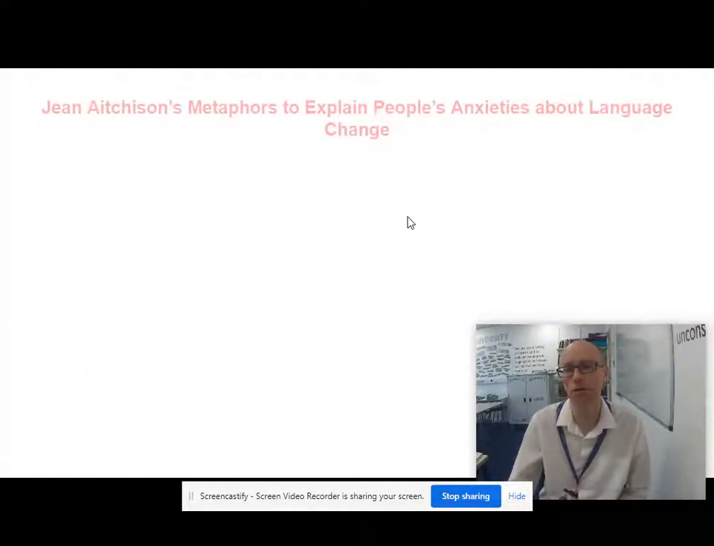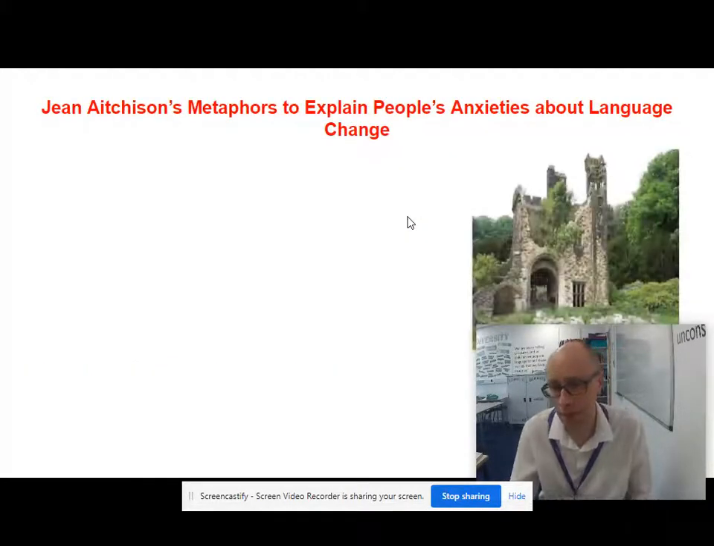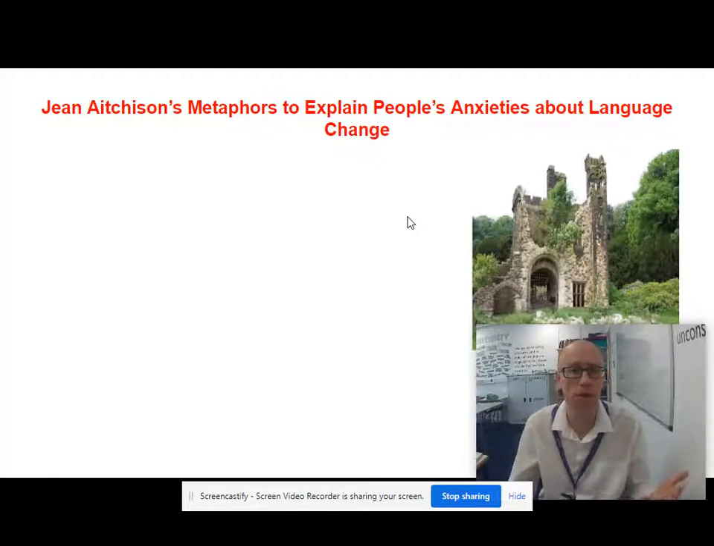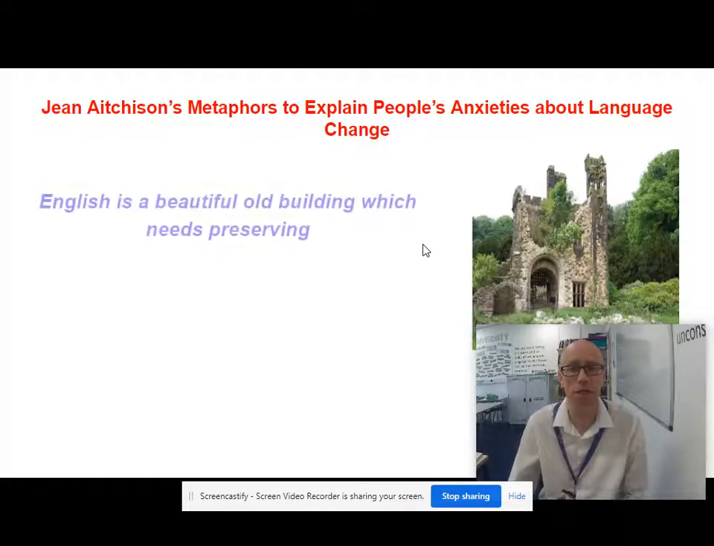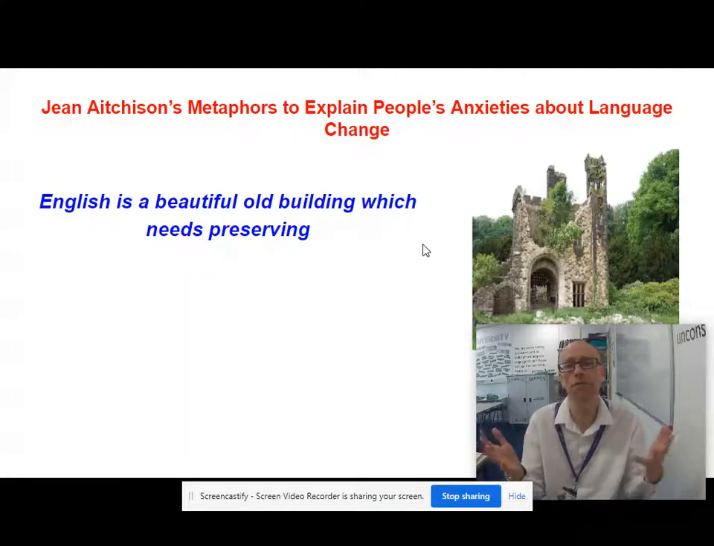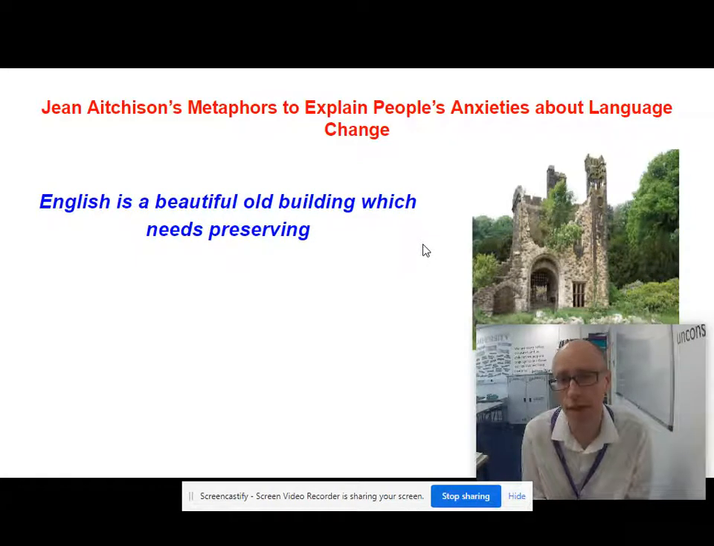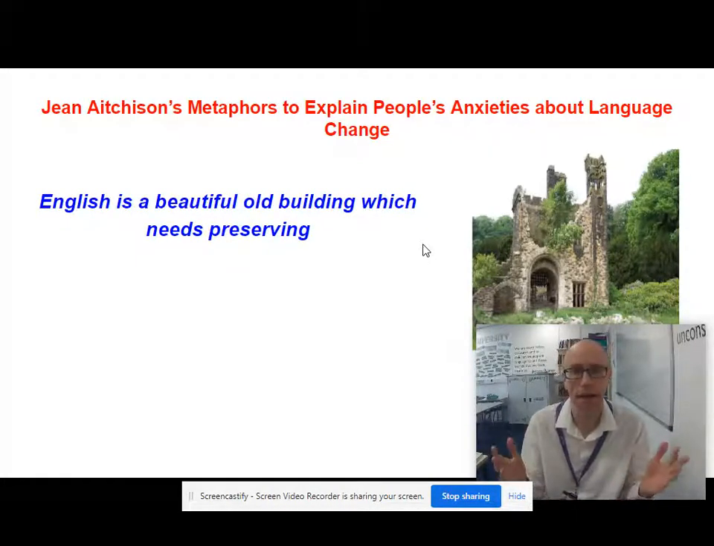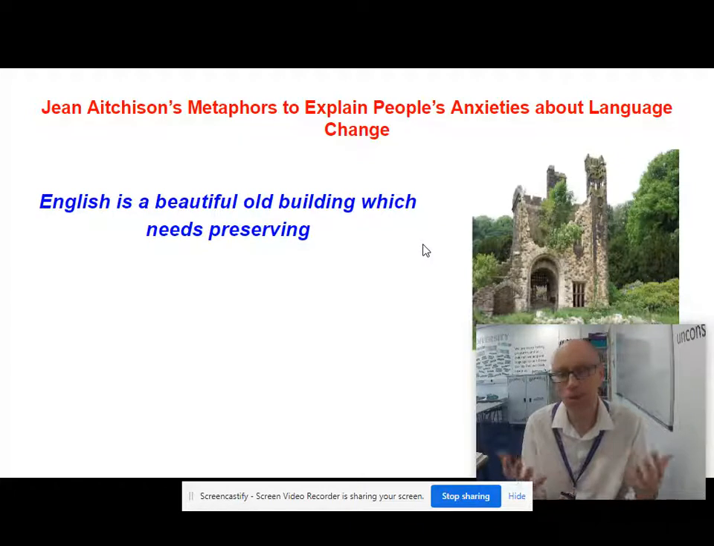We then move on to our crumbling castle. There it is, how romantic. A castle that was once beautiful, in a beautiful state, and now look at it, it's been neglected and it's ruined. And this is what's happening to English, you see. English is a beautiful old building which needs preserving. Look back at the great writers, Charles Dickens and William Shakespeare. Weren't they using language in a beautiful way?